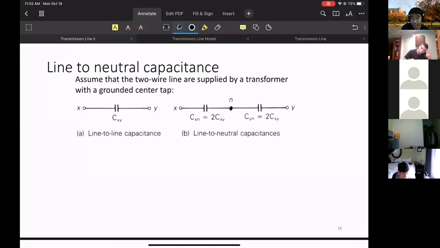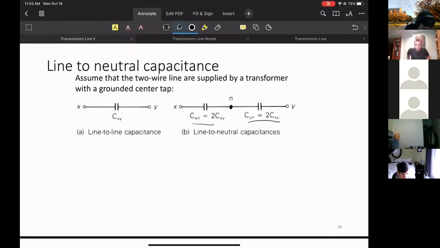So the question is, if you put a ground in the middle, and you look at the capacitance now to ground, okay? The capacitance from line to line is Cx and Cxy. Then if you look at the capacitance to ground, why is it 2Cx and 2Cxy? Why is the capacitance larger?